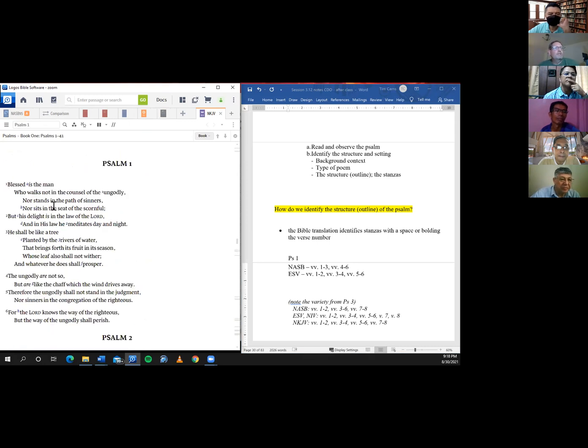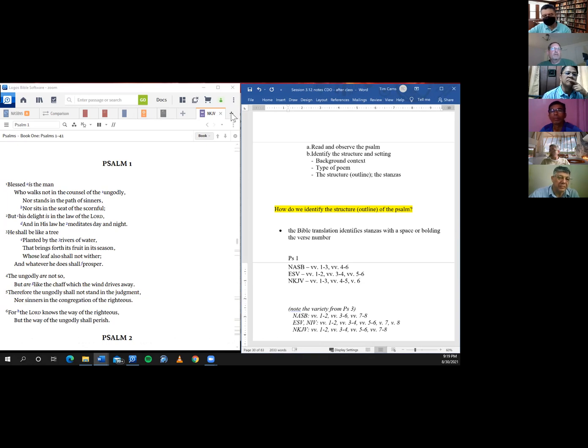Yes. The New King James also uses spaces. So what does the New King James show for stanzas? Psalm 1, New King James, 1 to 3, 4, 5, and 6. There you go. So 3 stanzas. 1 to 3, and then notice the space, 4 to 5, and then verse 6.